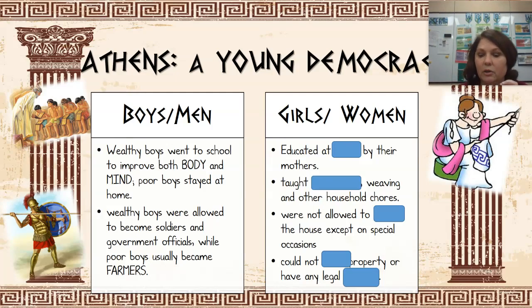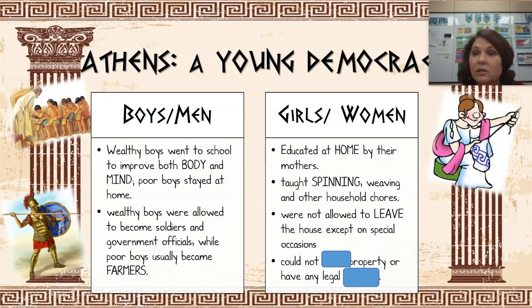Girls in Athens are allowed to stay home and be educated by their mothers. They are taught spinning and weaving and other household chores. They are not even really taught to read and write like the Spartan women are. The Spartan women needed that because the men were gone off to war. But here, war is not as much of a focus, and so women stay home and take care of the household. They were not allowed to leave the house except on special occasions, so they would have stayed at home almost all the time. And they could not own property, and they did not have any legal rights, so they were not allowed to vote. So we're looking at that.